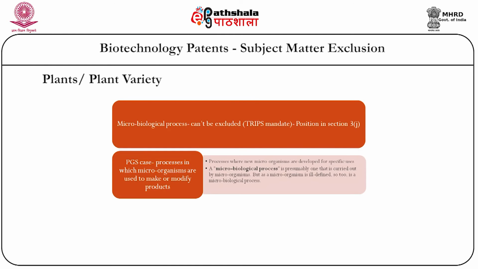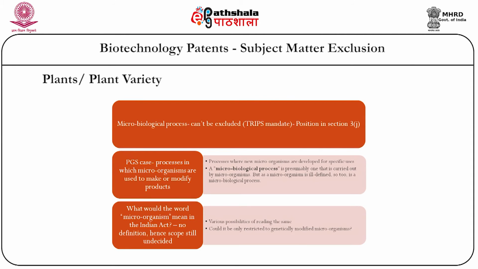In the PGS case, that is the Plant Genetic Systems case, a process in which microorganisms are used to make or modify plants, and a process where new microorganisms are developed for specific uses, was considered. So, what is a microbiological process? A microbiological process is presumably one that is carried out by microorganisms, but as a microorganism is ill-defined, so too is a microbiological process. What would the word microorganism mean in the context of the Indian Act, we shall try and see when we discuss the Indian position.